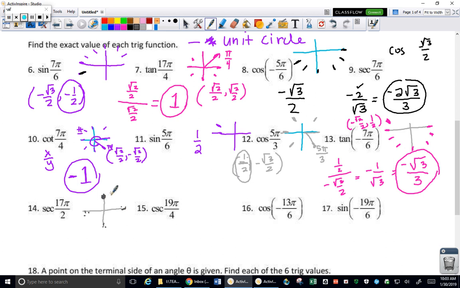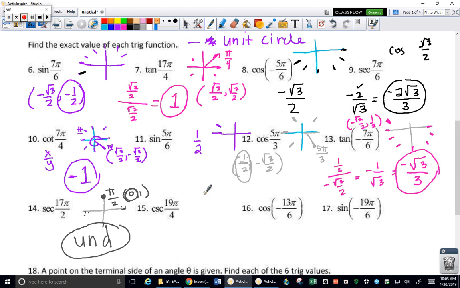17 pi over 2 is right there at the same spot as regular pi over 2, which has 0, 1 as its coordinate. And since 0 is the x value, or the cosine, the reciprocal of 0 is undefined. So the secant at 17 pi over 2 is undefined. The graph has an asymptote there.